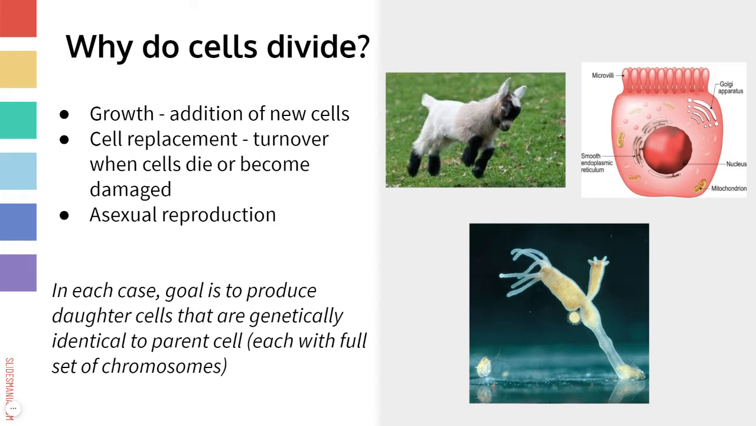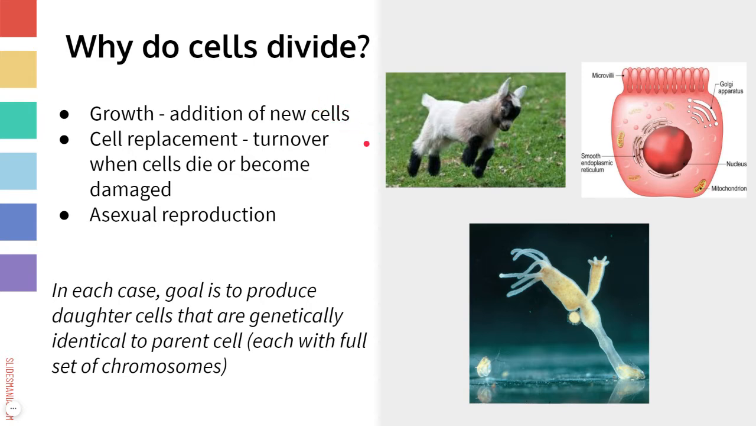When we think about an organism's growth, that's one obvious place where we would need new cells, right? So, this is a baby goat and it's going to turn into an adult goat. And adult goats are bigger than baby goats. So, they need more cells to make up that larger organism. As organisms grow, they'll add on new cells rather than having their existing cells get really, really huge. So, any organism that is growing physically is going to need to make new cells.